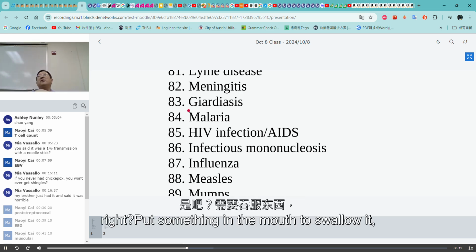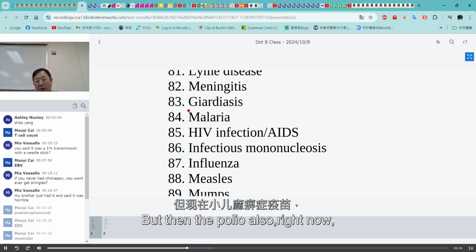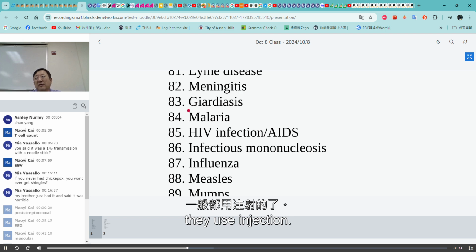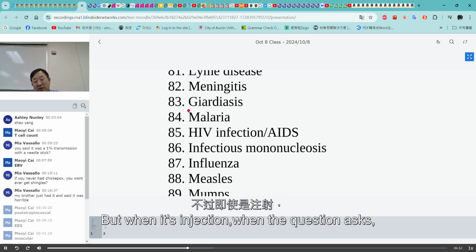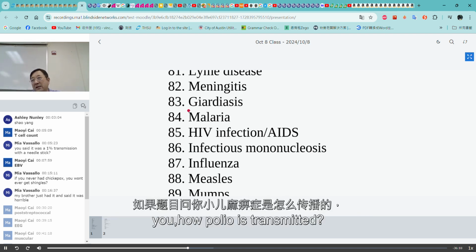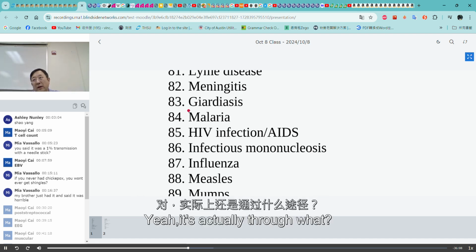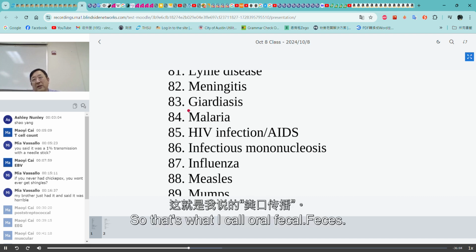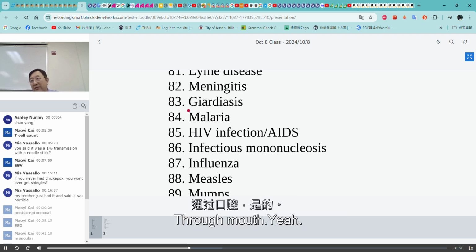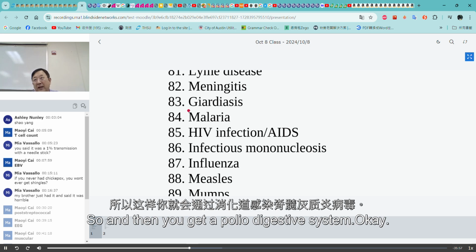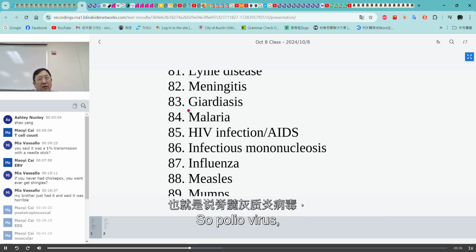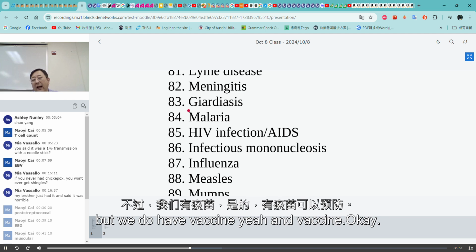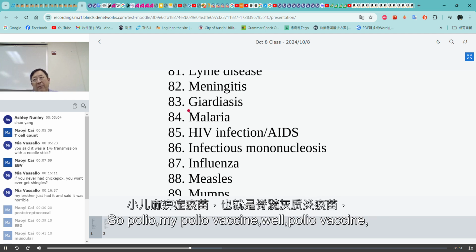But nowadays, that's not convenient, right? Putting something in the mouth to swallow. Right now they use injection. But when the question asks you how polio is transmitted, it's actually still through the digestive system. Contaminated food, what I call oral fecal, feces through the mouth, and then you get polio through the digestive system, okay? So polio virus, but we do have a vaccine.